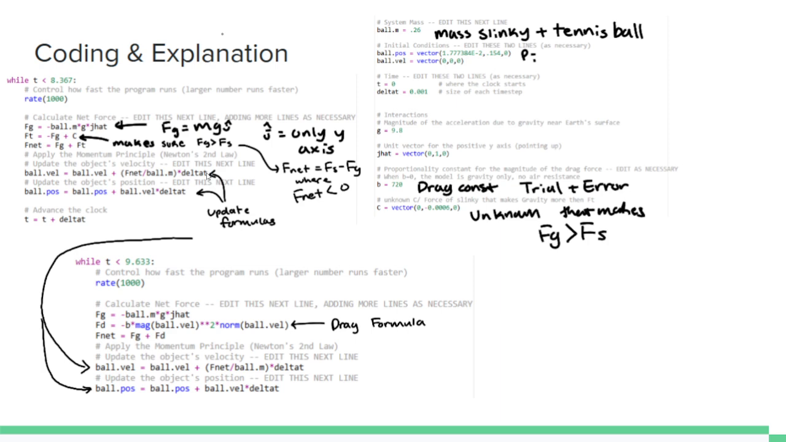And then these are the update formulas, and this is the same case, but instead of the spring force, we use the force of drag, which we just use the drag formula.